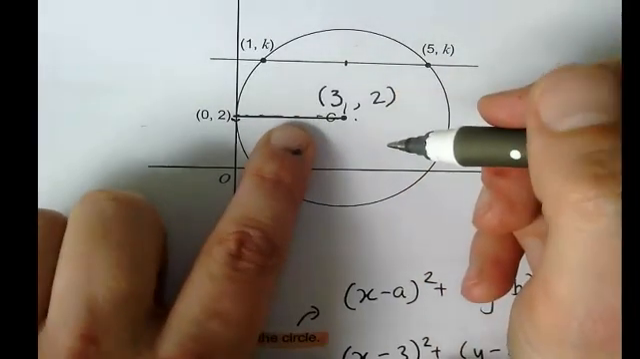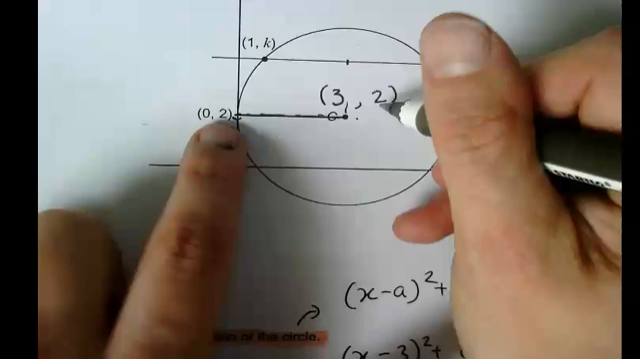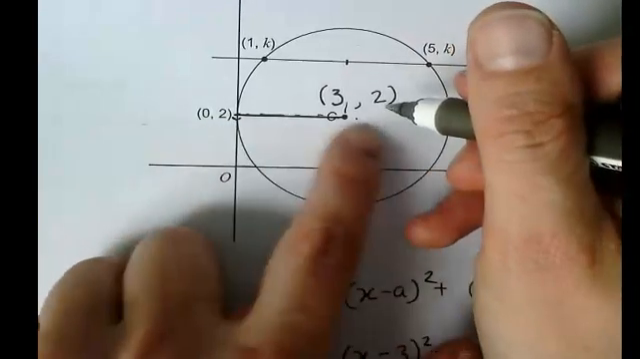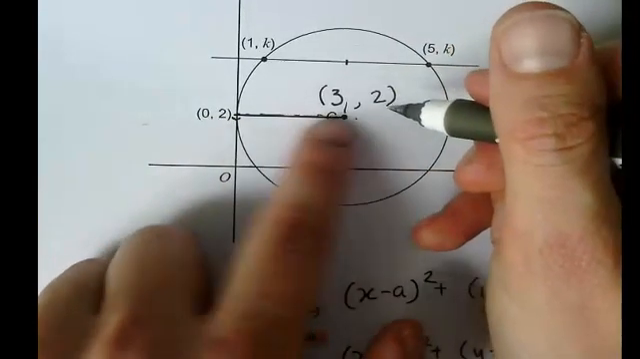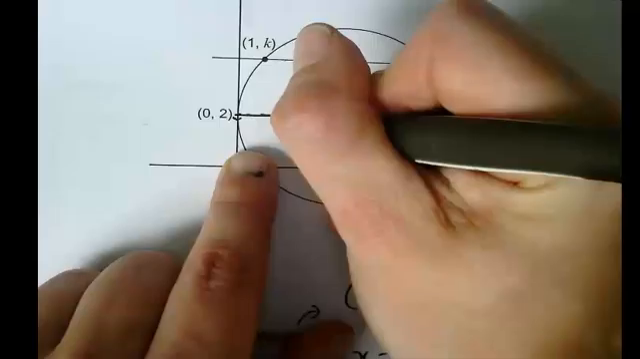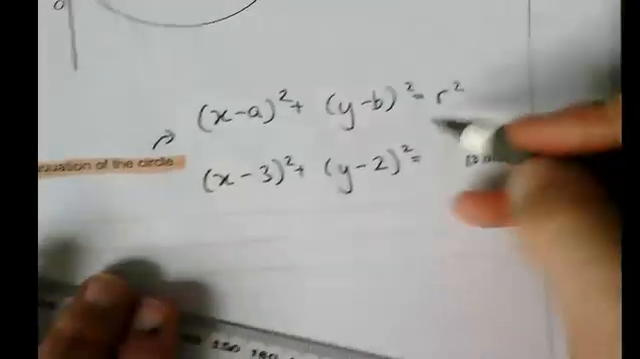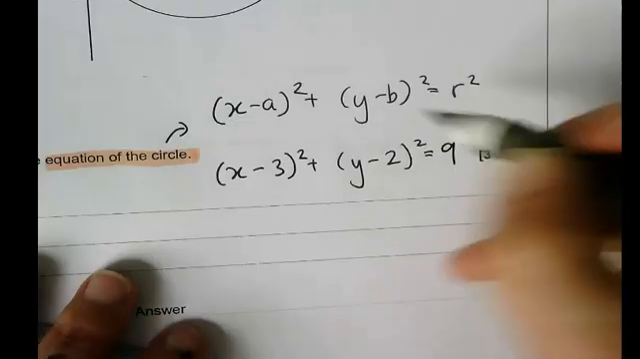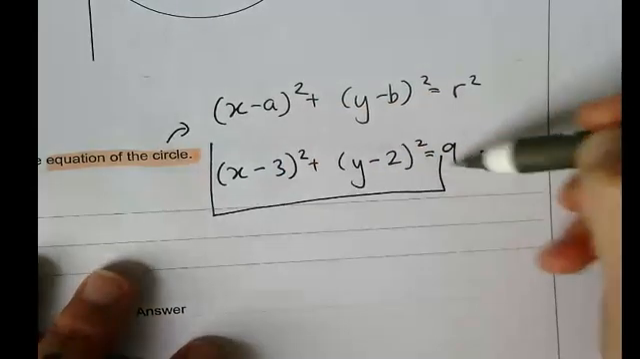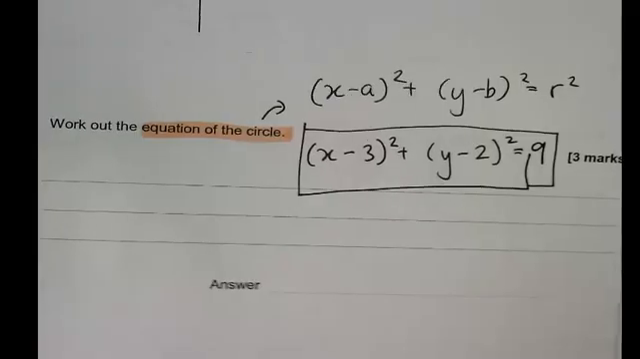The radius is just going to be that distance, which is, because the y coordinates are the same, just that change in the horizontal, in the x coordinates. So from 0 to 3, the radius is just 3. So 3 squared, which gives me 9. So my final answer being x minus 3 all squared plus y minus 2 all squared is equal to 9.